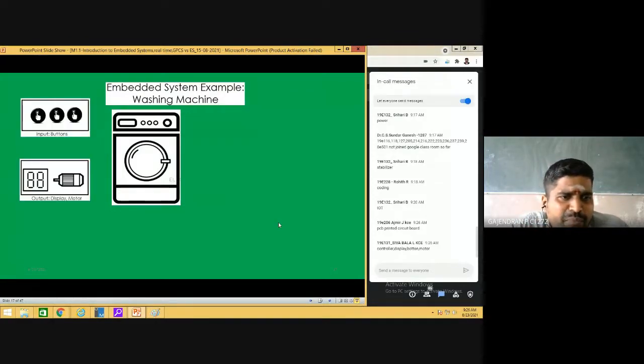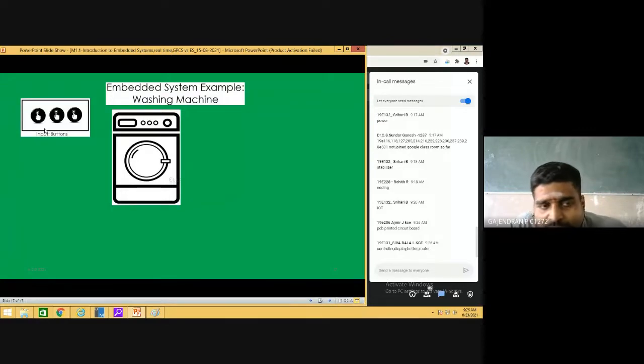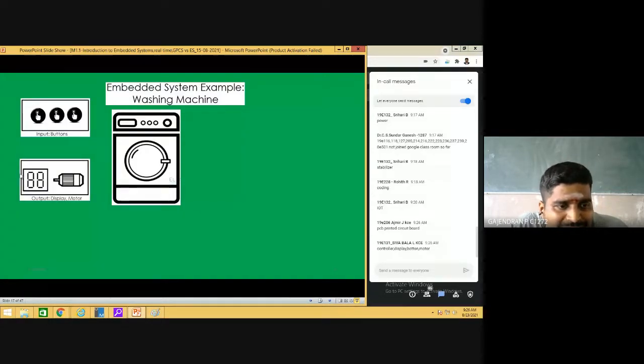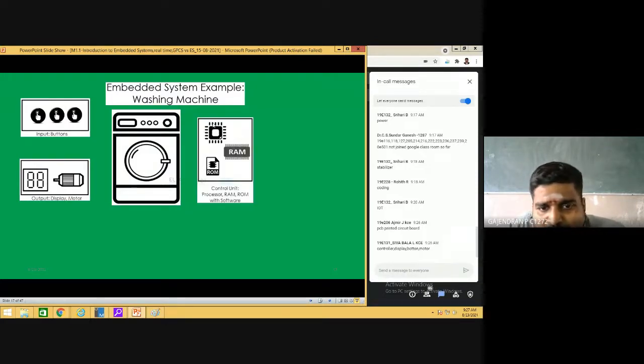Like this, you can add many components, input-output buttons to program and to make the washing machine turn on and off. You need some input buttons. Then you have a display unit as said by Soumya. Then you have some motor to make your system rotate, as said by Sivabalan. Then you have some controller in it, that also quoted by Sivabalan.